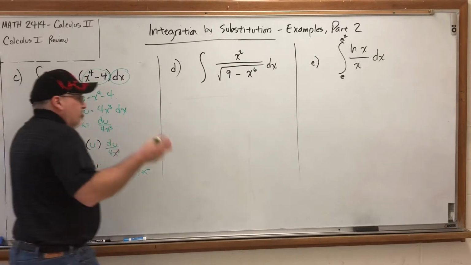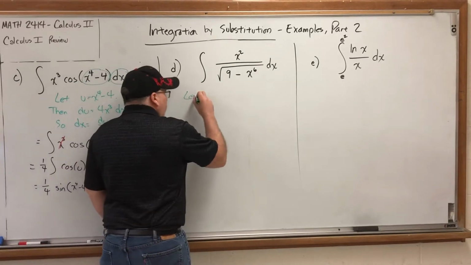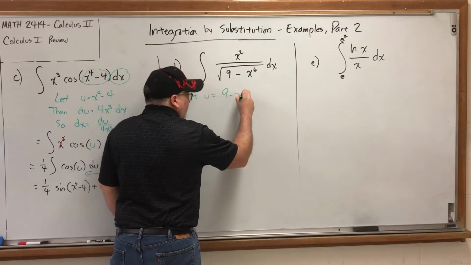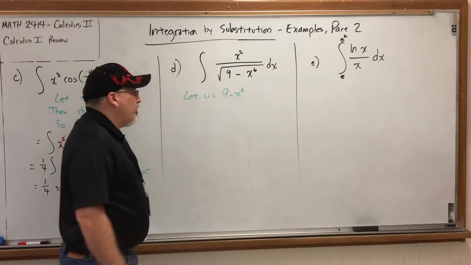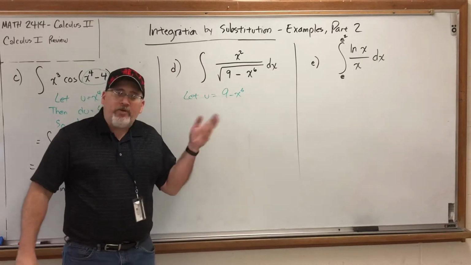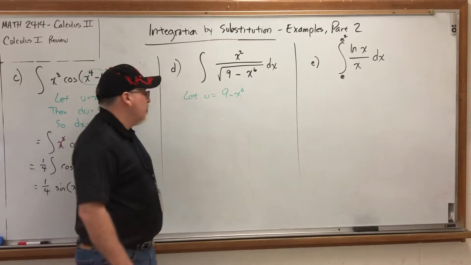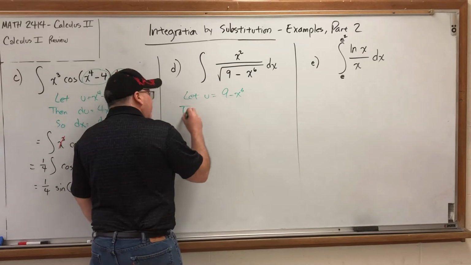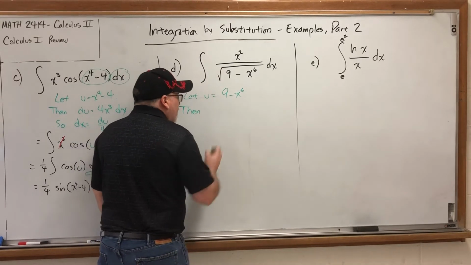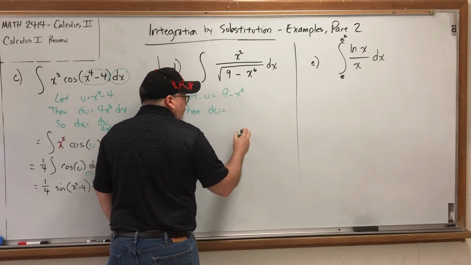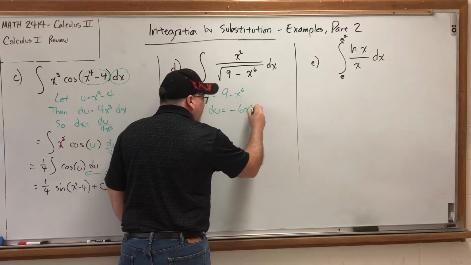Let's say that you just decide to jump in and say, let u equal 9 minus x to the 6th, because that's a big chunky thing. We can make it the square root of u. We can rewrite it as a u to the negative 1/2 power and hope that everything behaves. Well, let's see what happens if we follow this path. Then du is equal to negative 6x to the 5th dx.